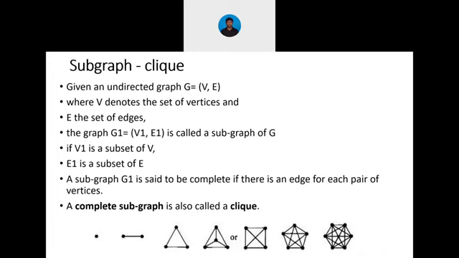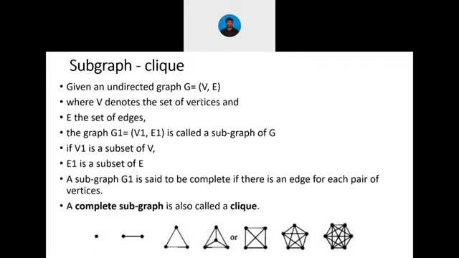So how different subgraphs are interconnected, how they are cohesive while joining several subgraphs to form a complete graph. That is what is mentioned here as cohesion. So the first subgraph concept we are going to study here is the clique.